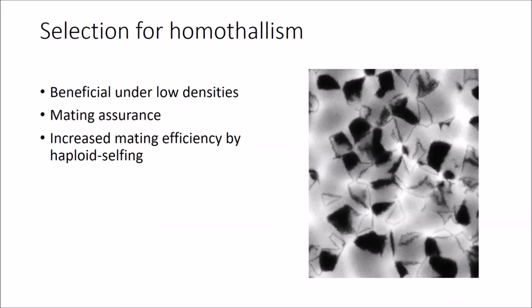So to summarize this, it's beneficial to be homothallic, especially under low densities. It helps because it assures that you will get a mate. And you can have increased mating efficiency by performing haploid selfing. So it's mostly about what happens within these patches, more than about being compatible with all of the others.